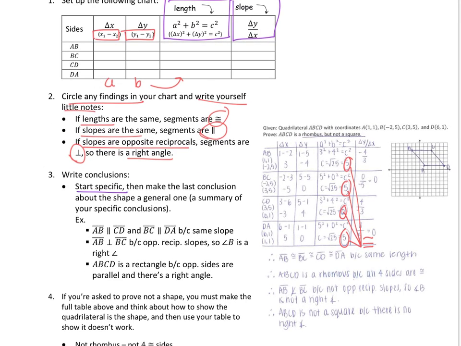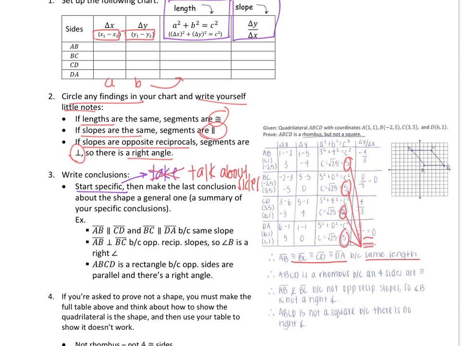We have to start specific, meaning talk about sides. So we're going to talk about sides, like AB is congruent to BC is congruent to DA, and then we give a reason, such as because they have the same length. Again, length goes with congruent. Slope, that's the same as with parallel, and opposite reciprocal slopes gives you perpendicular.